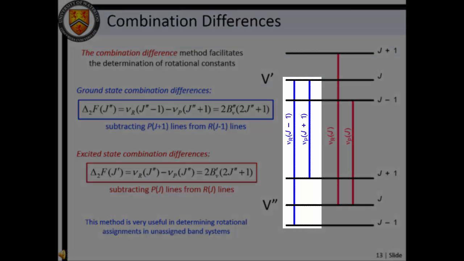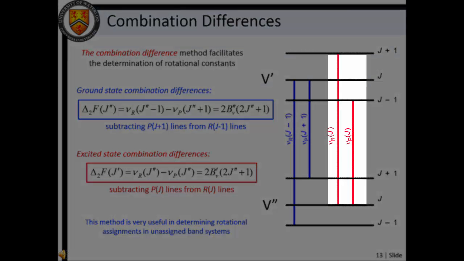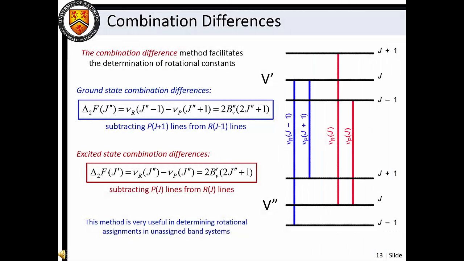By taking the difference between the R and P lines that share a common excited rovibrational state, we calculate a rotational energy level gap in the lower vibrational level. Likewise, taking the difference between R and P lines that share a common lower state gives a rotational energy level gap in the upper vibrational level. The combination difference method is useful for determining molecular parameters and is also often used to determine rotational assignments for complex or unassigned band systems.